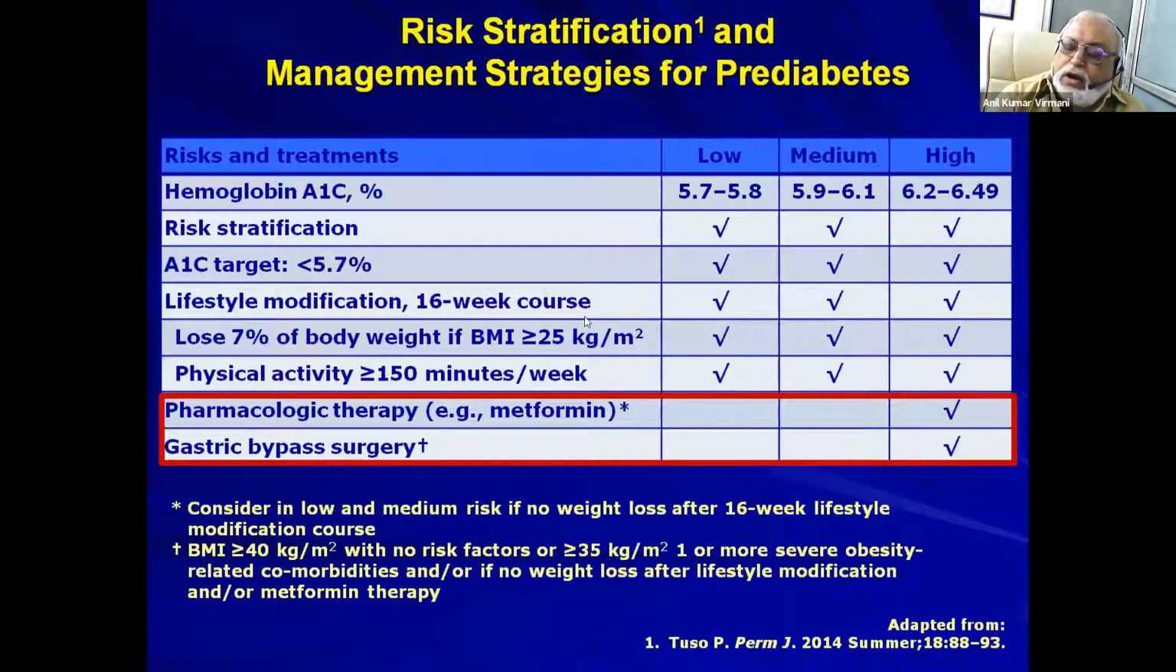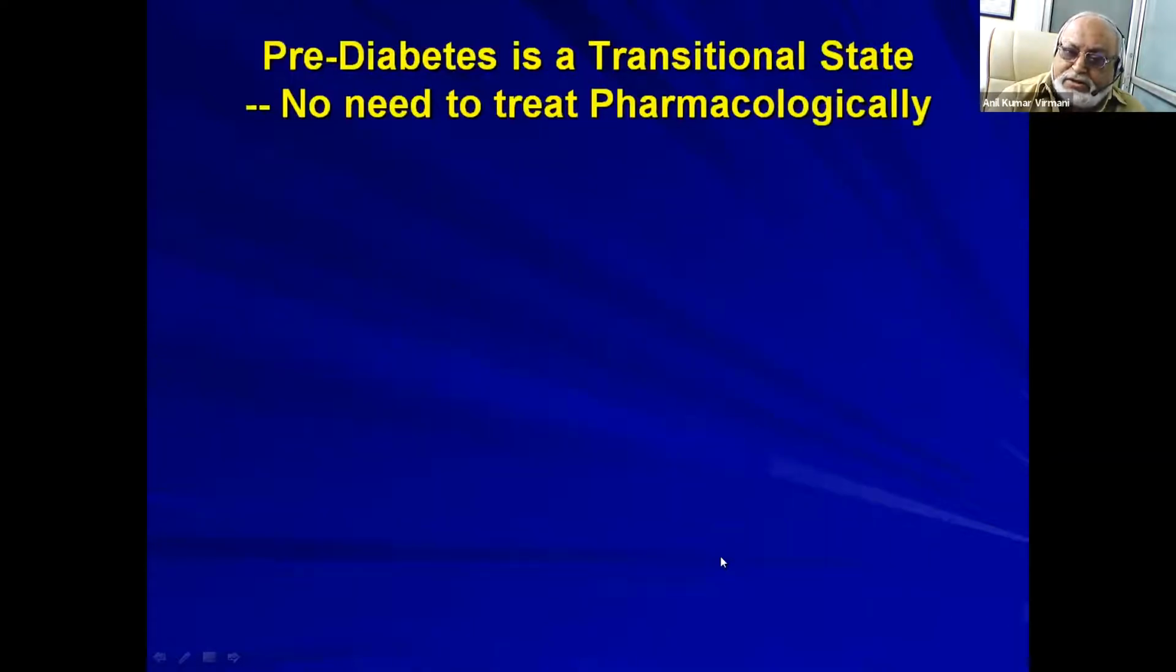So if you are looking at management strategies for treating pre-diabetes, of course, you have to stratify the risk as I talked about. Metformin in the higher A1C criteria, and maybe even metabolic or bariatric surgery if the patient has a BMI of more than 40 kg per square meter with no risk factors, or more than 35 kg per square meter with one or more obesity-related factors.